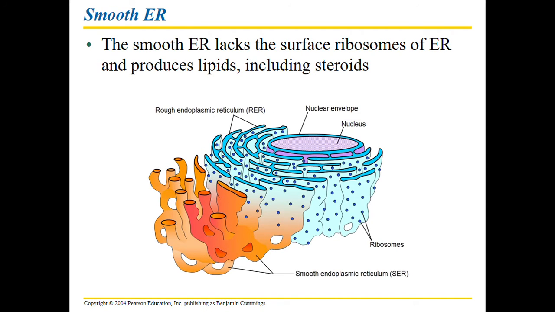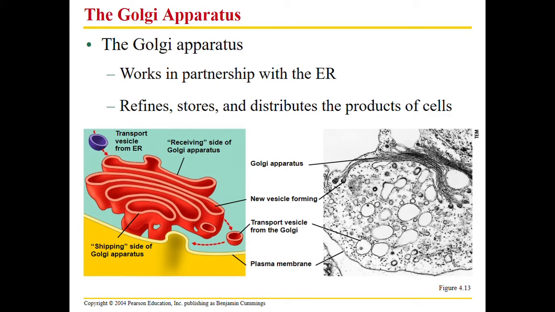And those go to the Golgi apparatus. The Golgi is our post office. It takes that ER package in, it can refine it, it can repackage it, and it'll ship it out. Vesicles coming in and out can go to the plasma membrane and out of the cell to the body, or they can go to other organelles.